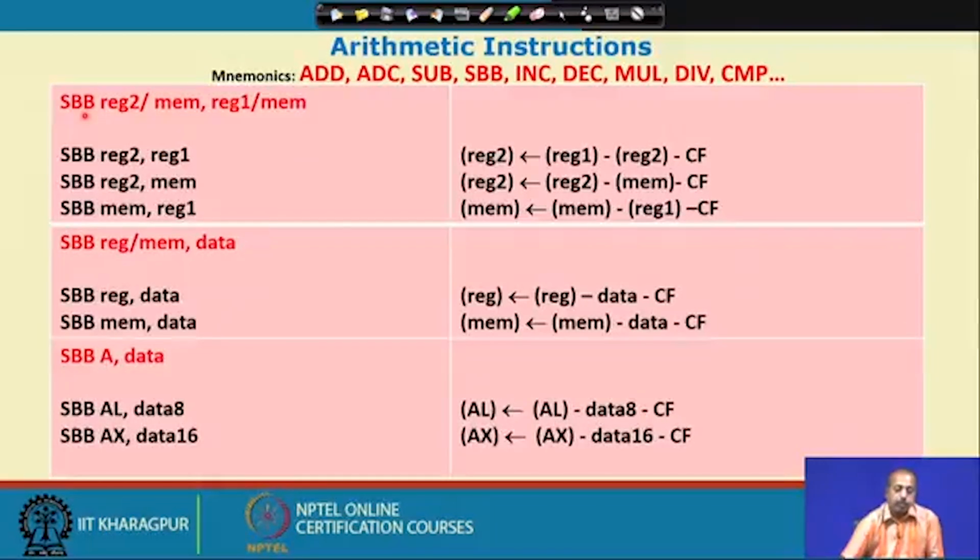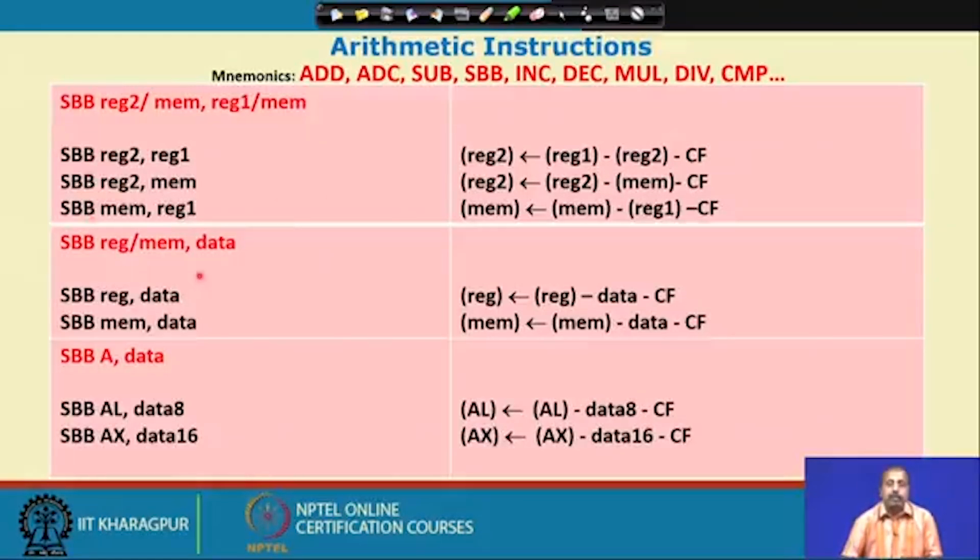They will be set depending upon the content that you are getting there. Then subtract with borrow, just like we have got add with carry. So, we can have subtract with borrow. The operation is register 2 gets register 2 minus register 1 minus the carry flag also. So, as a result, the carry is also subtracted. So, borrow is also subtracted.